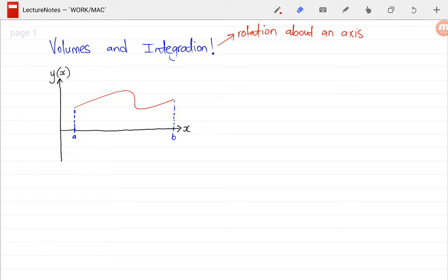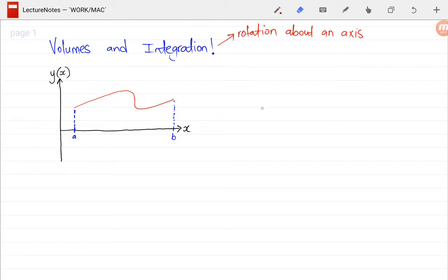So for this specific short video we're just going to be looking at how we can come up with a formula in terms of integration tactics that we have done so far. So before we start in, I want to give you an idea of what a rotation about an x-axis in a 2D plane looks like.